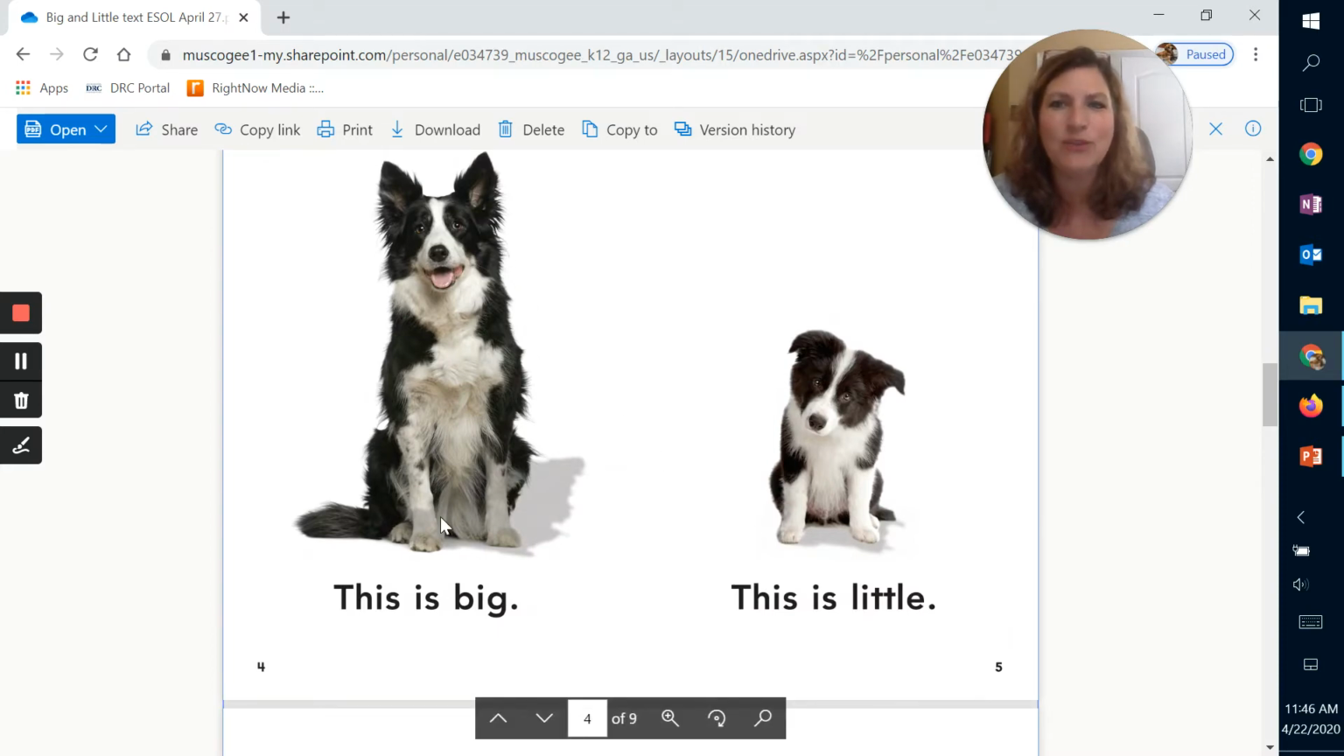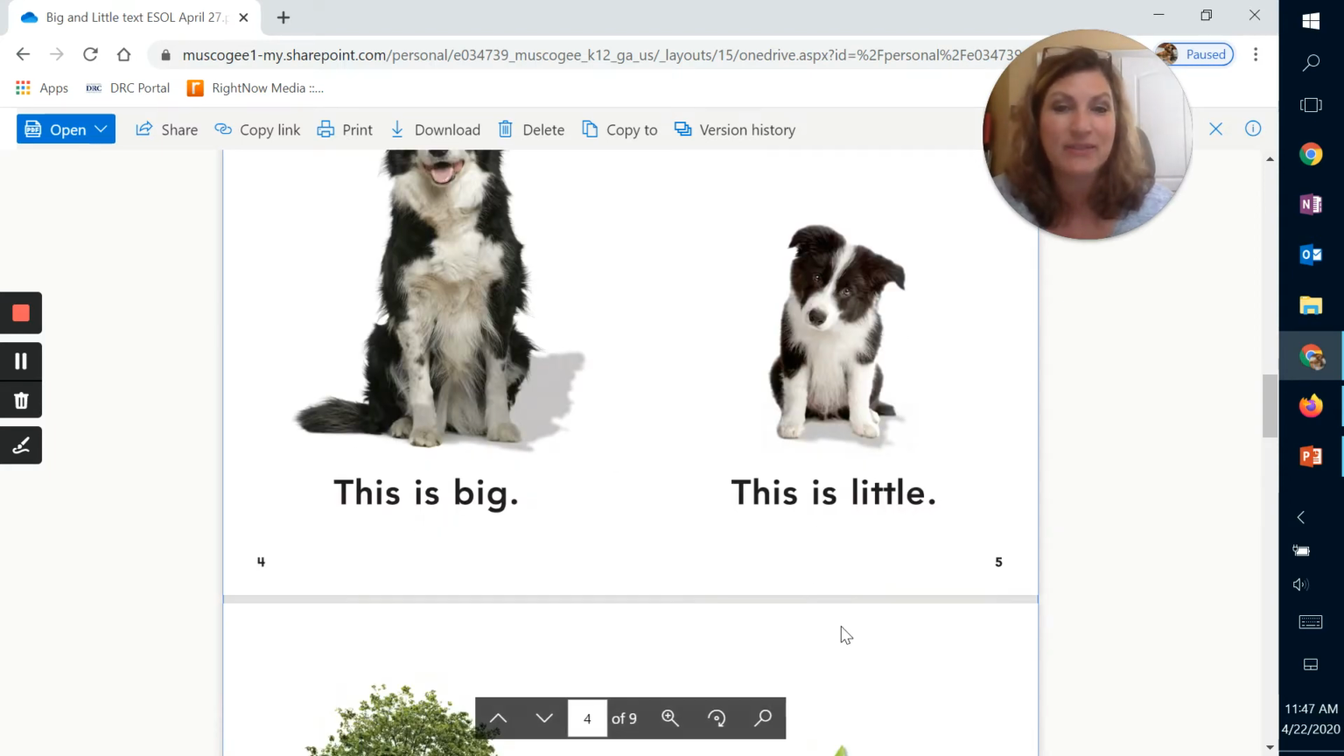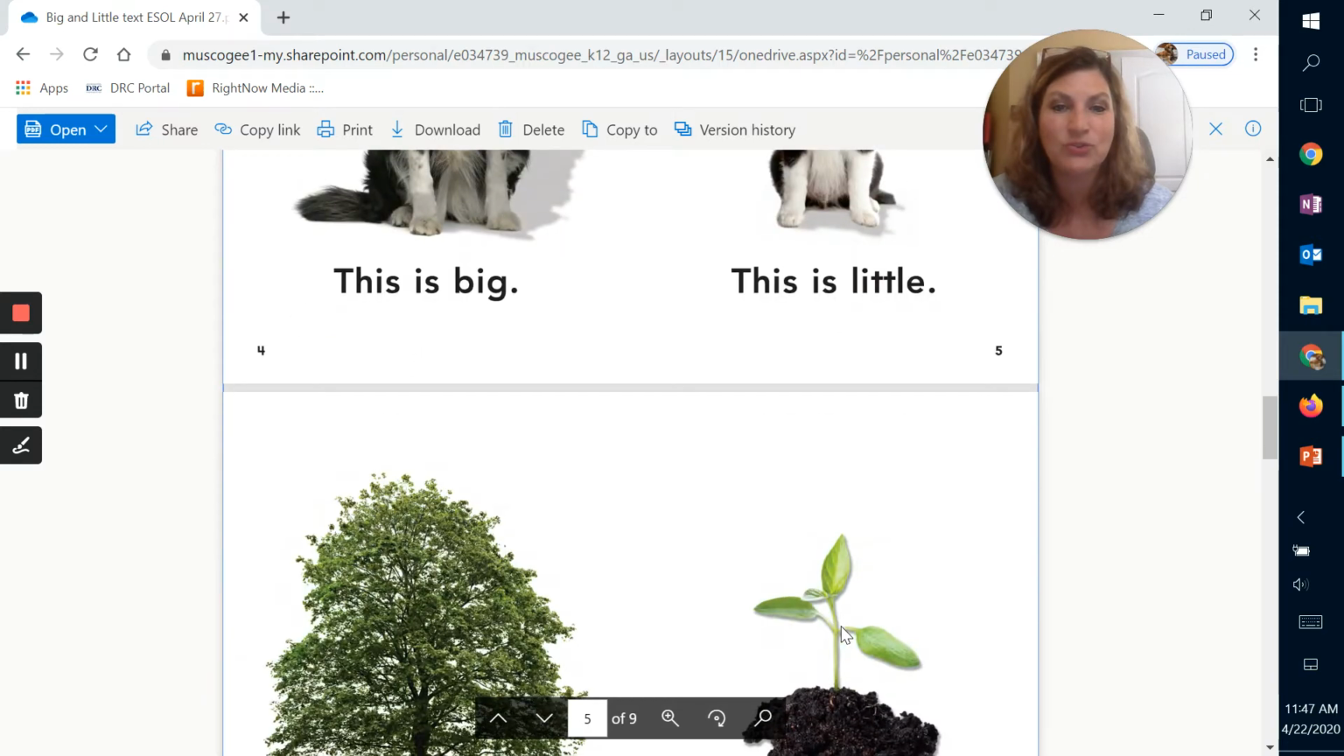Oh, look at these precious little dogs. It's black and white. All right, let's read that word. That's a sight word. This is big. Oh, he's so cute. This is little. That's right. That sight word is. Remember, you can't really sound that out. You just have to memorize some of these sight words. I've told you that before.